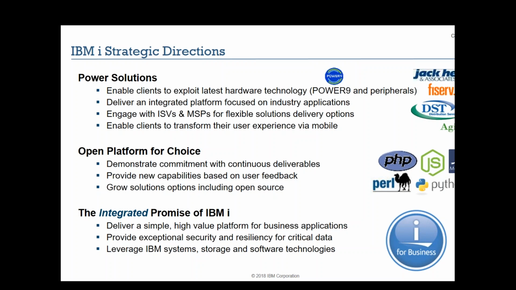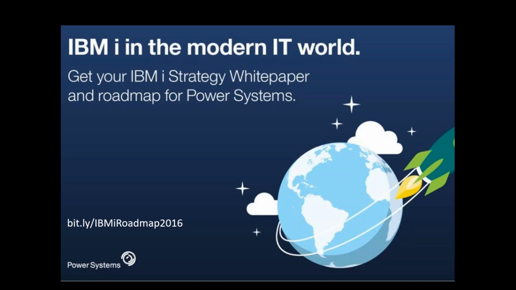So that last bullet there is focusing on the integrated promise. We started as a very easy to use integrated operating system. We want customers to know that we have very high security, we are a very resilient operating system, and we're going to do what we can to make sure the operating system can take advantage of everything in our IBM system storage and software portfolio.